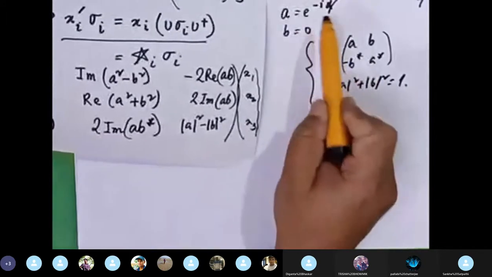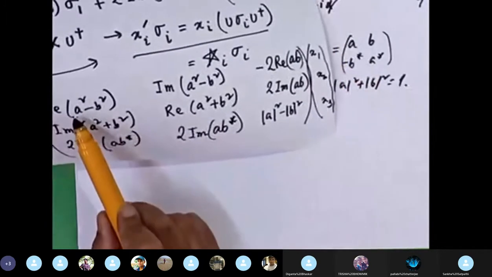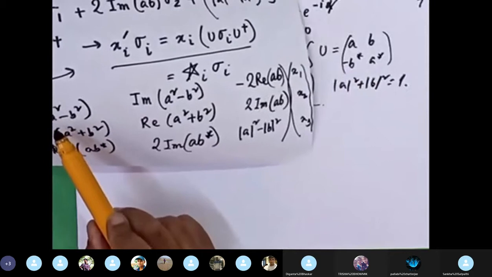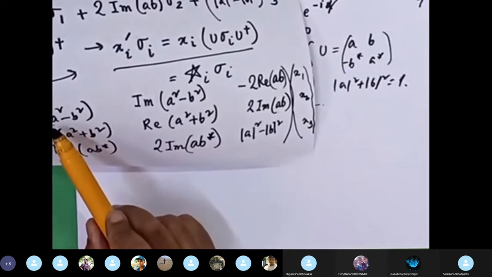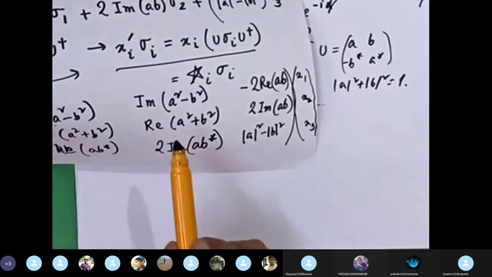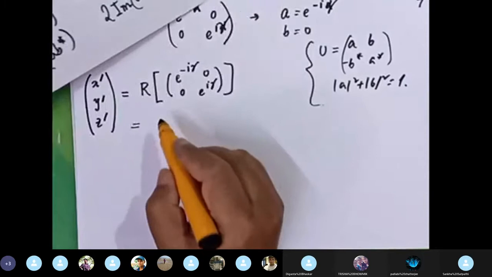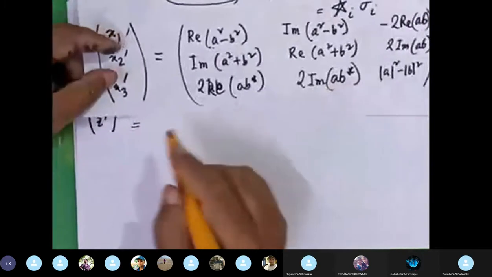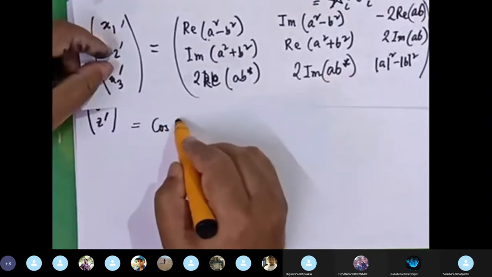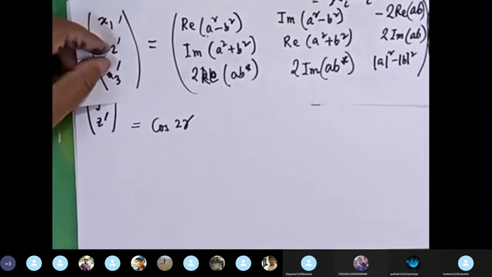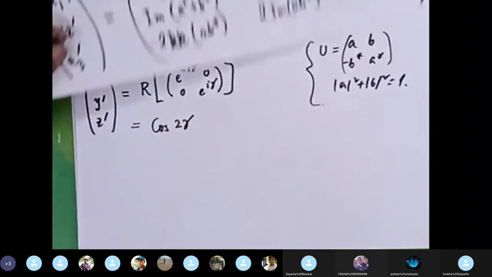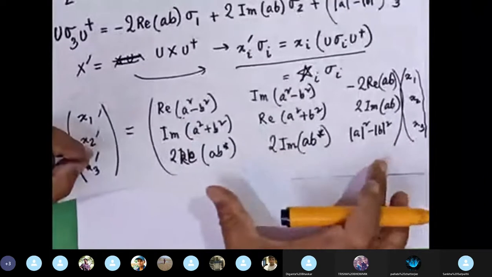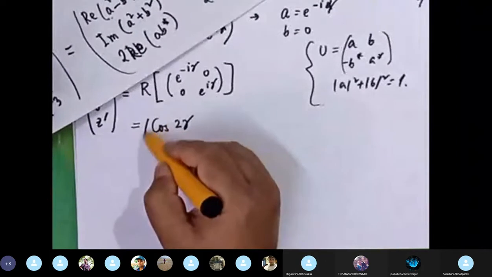Now A is e to the power minus i gamma. That means A squared will be e to the power minus 2i gamma. Whose real part? B is 0. Whose real part is what? First term will be cos 2 gamma. Is it clear? I am writing this matrix. So the first term will be cos 2 gamma.